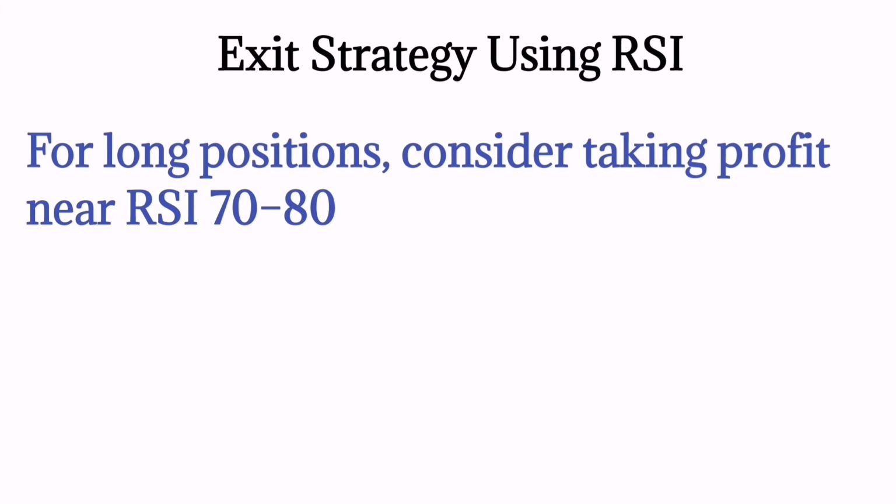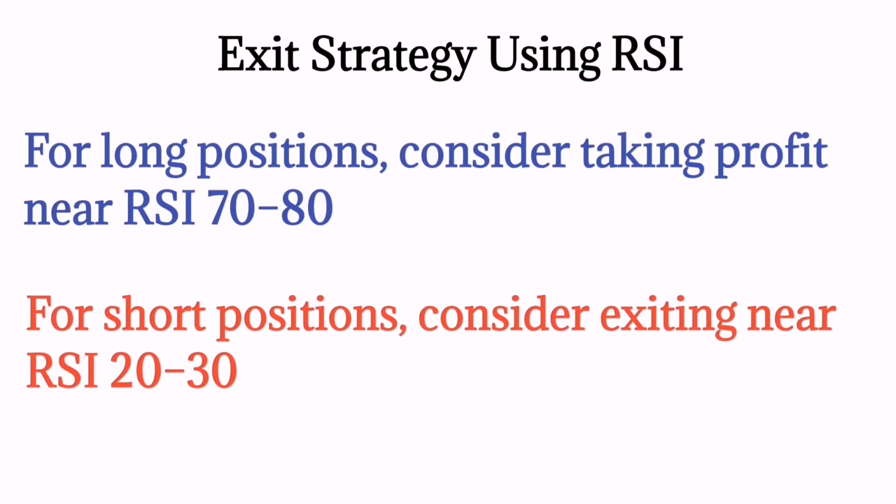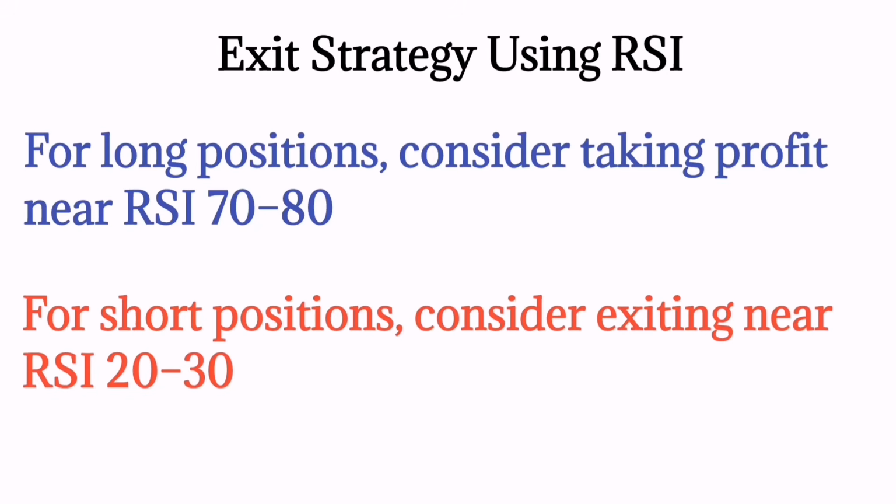Exit strategy using RSI. Use RSI levels to help with timing exits. For long positions, consider taking profit near RSI 70 to 80. For short positions, consider exiting near RSI 20 to 30. Alternatively, use risk-to-reward ratio-based targets like 1 to 2 or 1 to 3 RR based on stop-loss size, or exit at previous support, resistance zones.